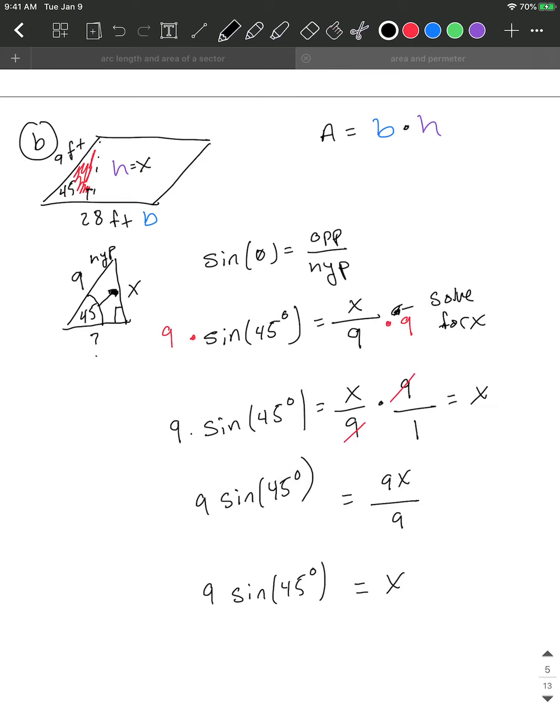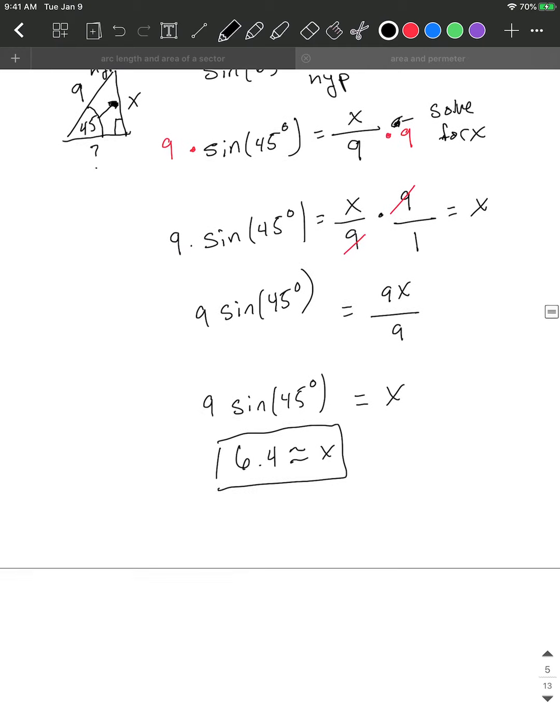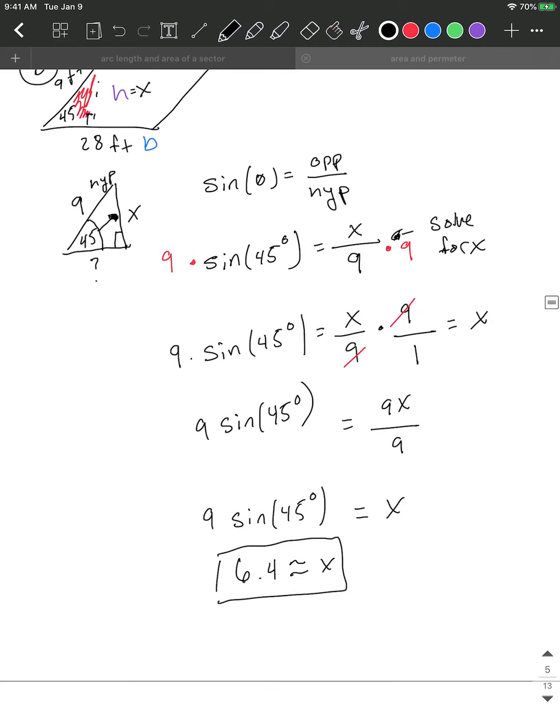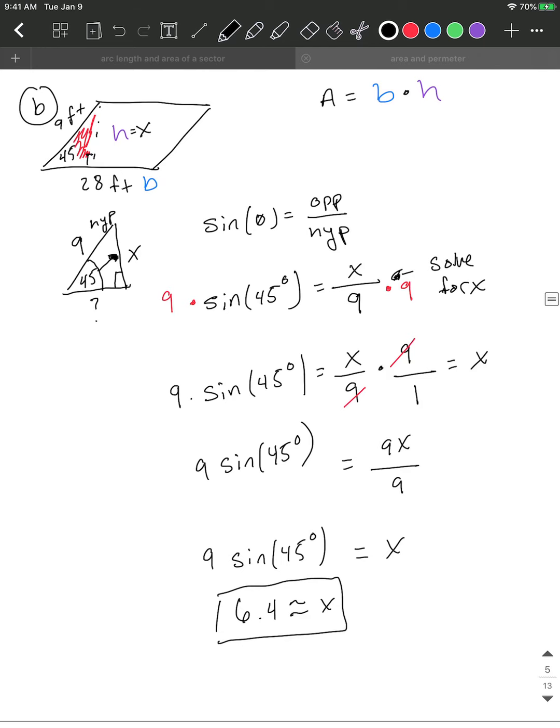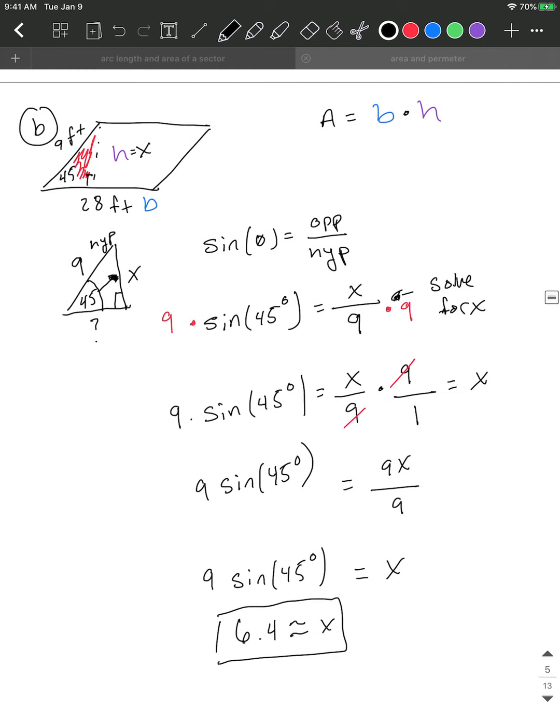So we'll check what that is in the calculator. We'll say 6.4. On the original directions, it said round to the nearest tenth, so x is approximately 6.4. All right, but we are not done. All that was just to get our missing x. Now we have to actually put it back in the formula, because our x was our h.